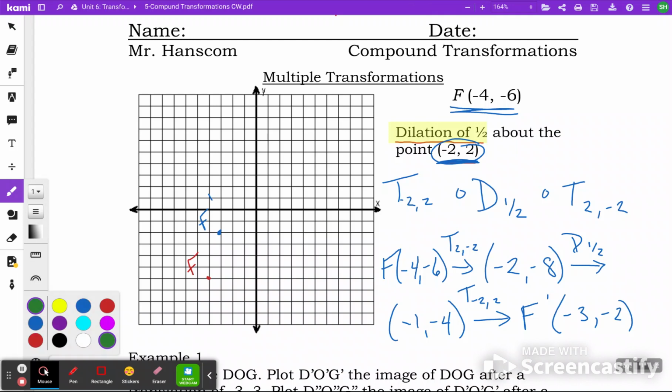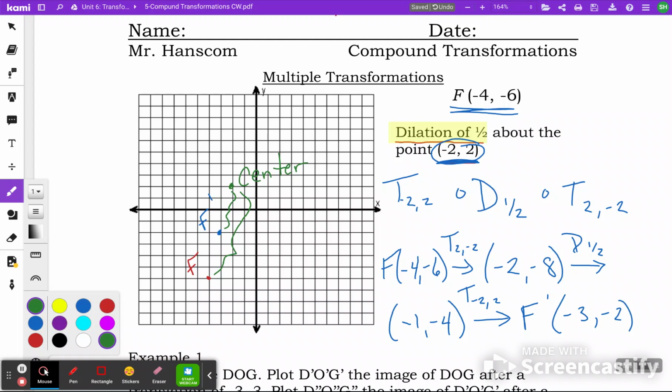But just to show you what actually is going on here, if I plot the point (-2, 2), which was the center of the dilation we just completed, you might be able to see visually that the distance from that point to point F is now half as much as it once was.